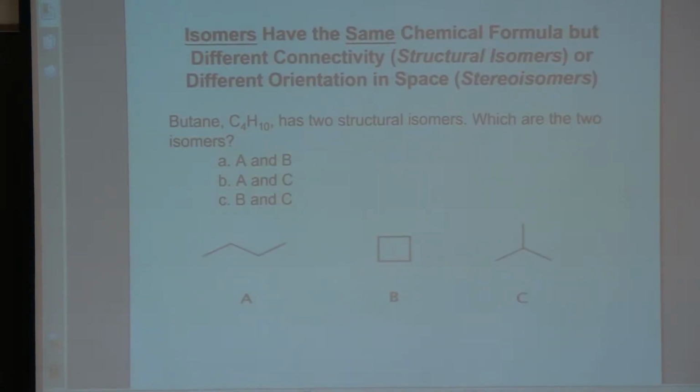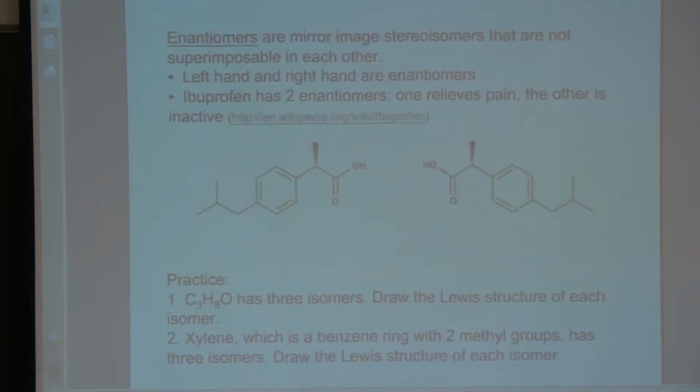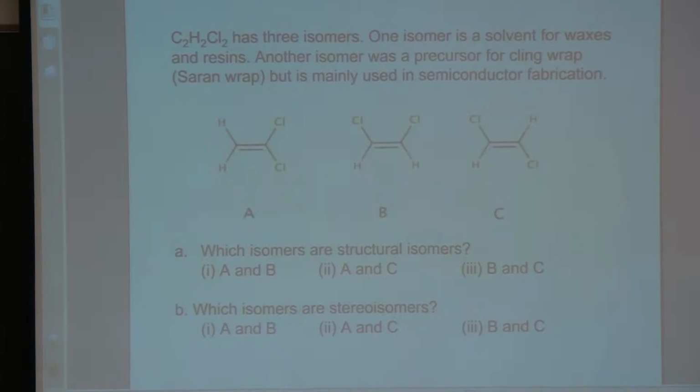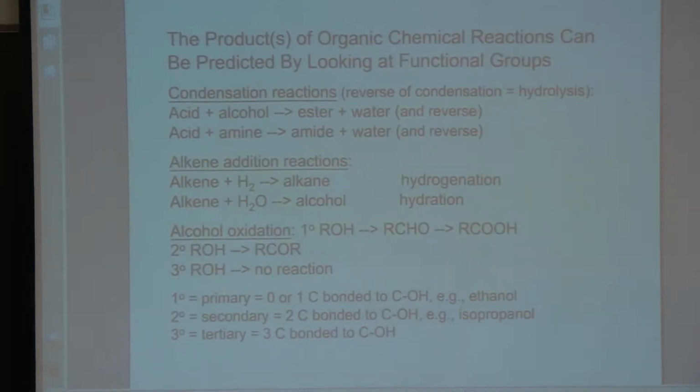Okay, so we also talked about isomers. So note that isomers have the same chemical formula but different connectivity. Those are structural isomers. We also talked about stereoisomers. Stereoisomers have a different orientation in space. And we looked at, for example, the cis and trans isomers. And we've looked very briefly at enantiomers. I won't ask any questions on enantiomers on the exam.